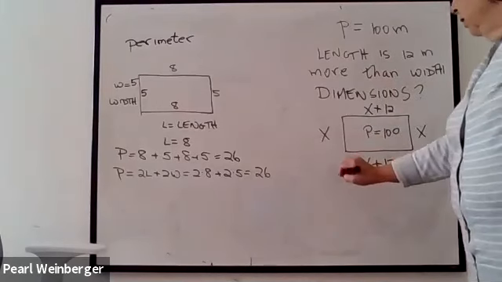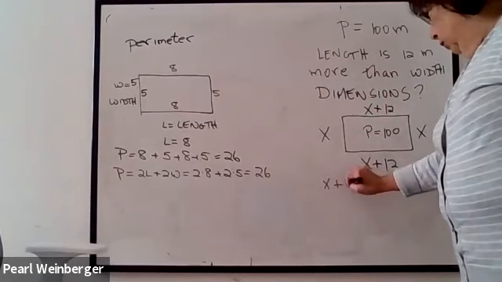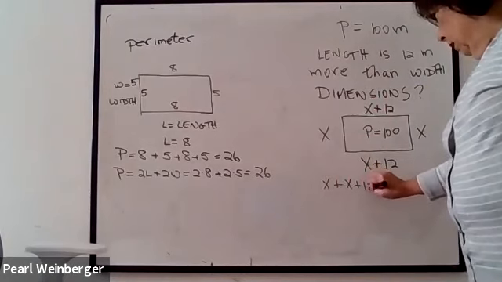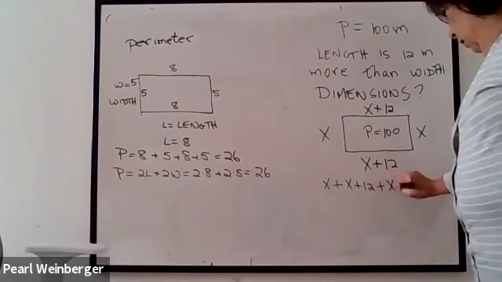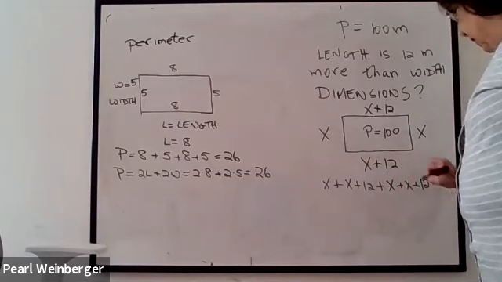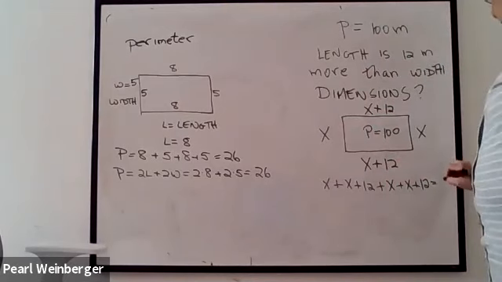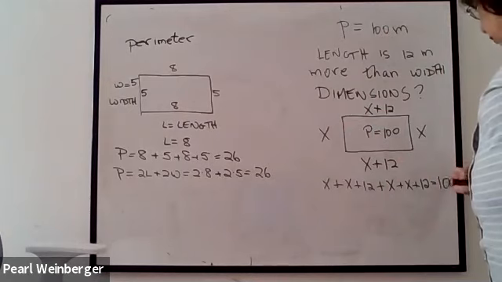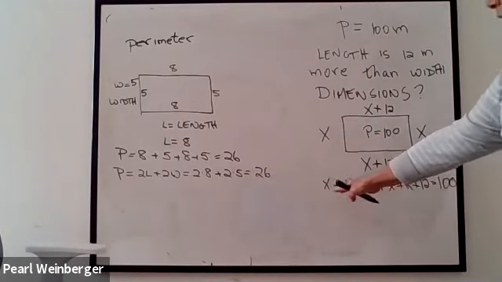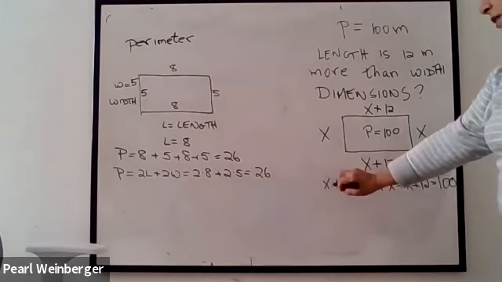So the perimeter in terms of x will be x plus 12 plus x plus x plus 12. Those are the four sides. That's what the perimeter is. You add up all the sides. And I know that the perimeter is 100, so that's going to be equal to 100. So I've now gotten an equation that expresses the information from this word problem. Now all I have to do is solve that equation.